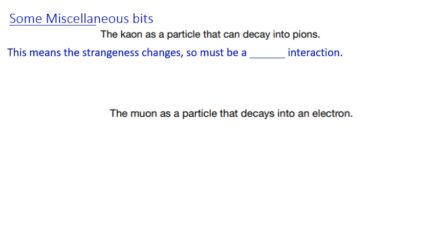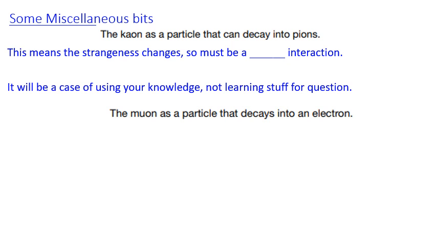Some other bits, so the black writing is stolen straight from the spec. The kaon is a particle that can decay into pions. Well, I'm sure you're thinking to yourself, kaons, mesons with strangeness, and pions, mesons with no strangeness. So I'm hoping, but pause the video if you need to think about it, you can tell me straight away which interaction this is. It's a weak interaction. Now, just a health warning, it doesn't say that the kaon always decays into pions, just that it can.